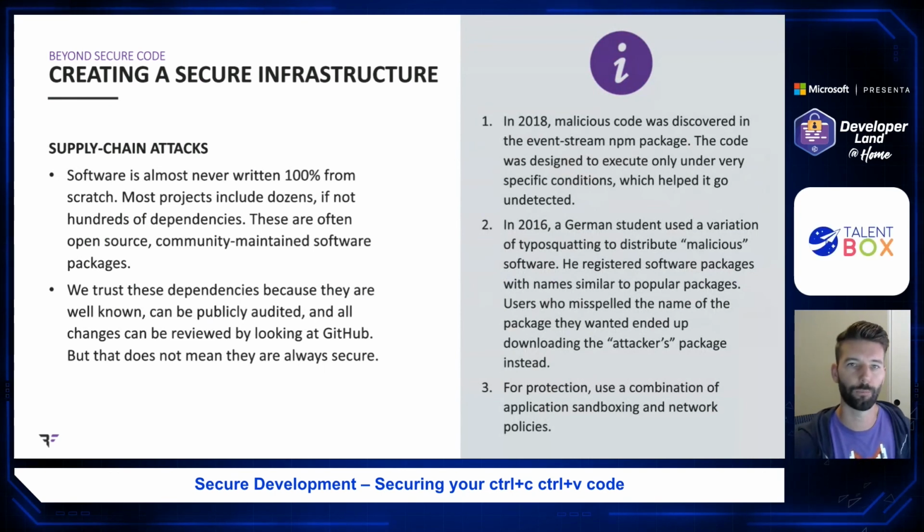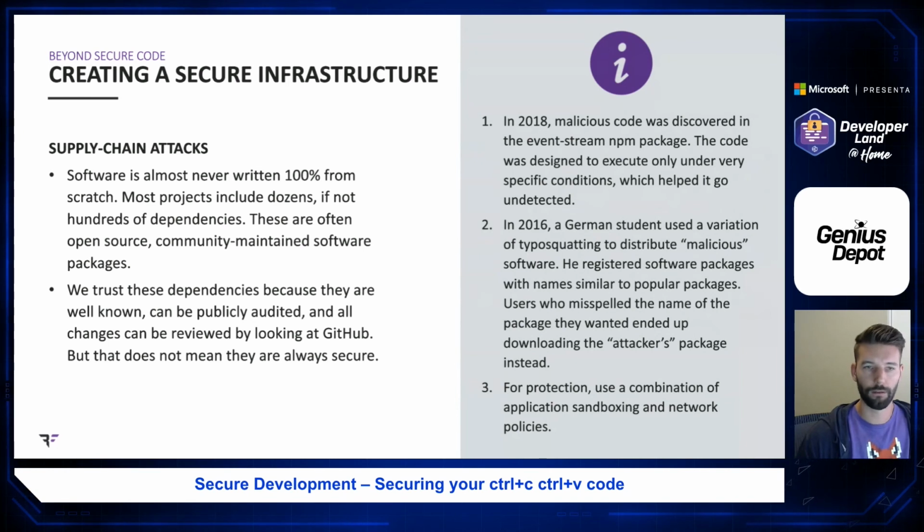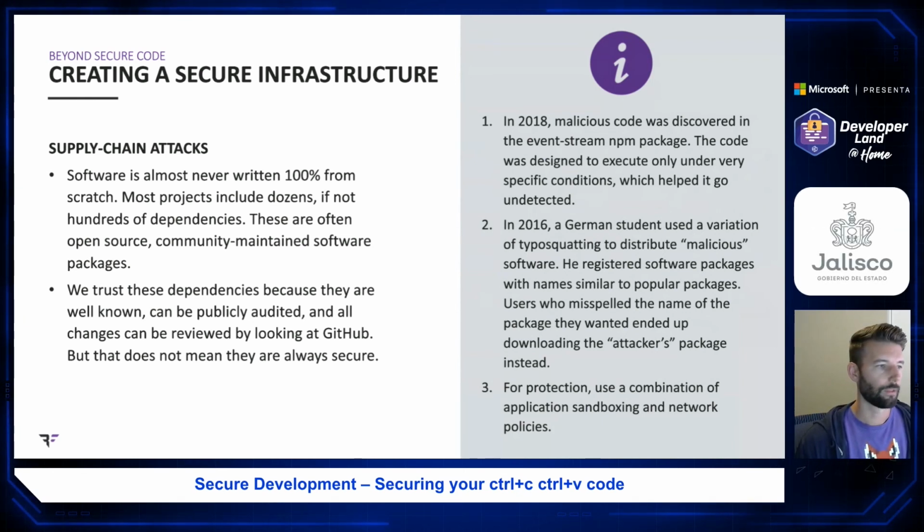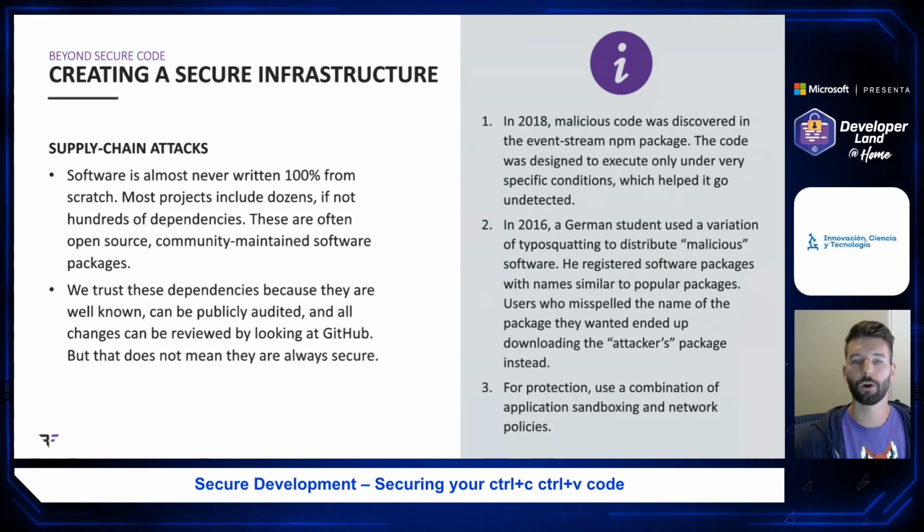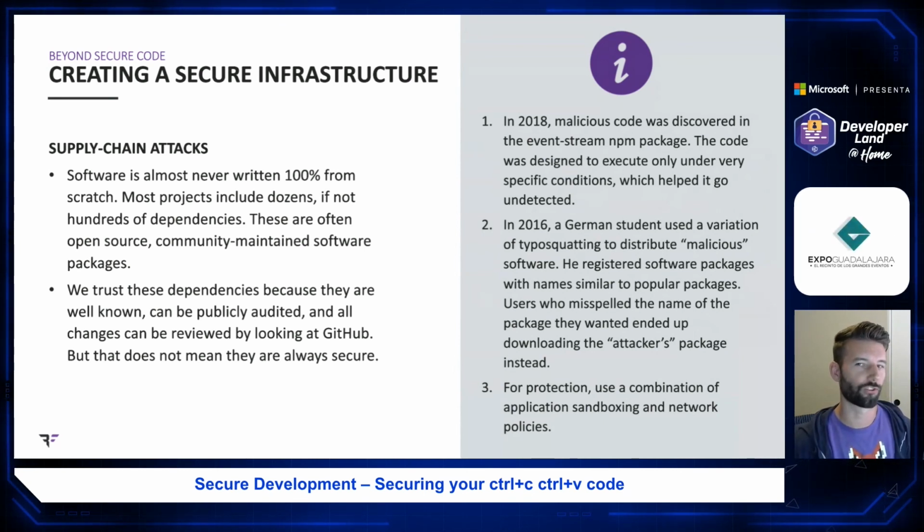Another thing to be wary of is supply chain attacks. So most software projects are not written 100% from scratch. You typically use imports and libraries, dependencies, and we tend to trust these because they are open source, and they are publicly audited, and you can look at GitHub and look at all the merge requests, right? And so we just sort of trust that these dependencies are secure, but that's not always the case. In 2018, there was a particular package called EventStream, and malicious code was found inside of it.